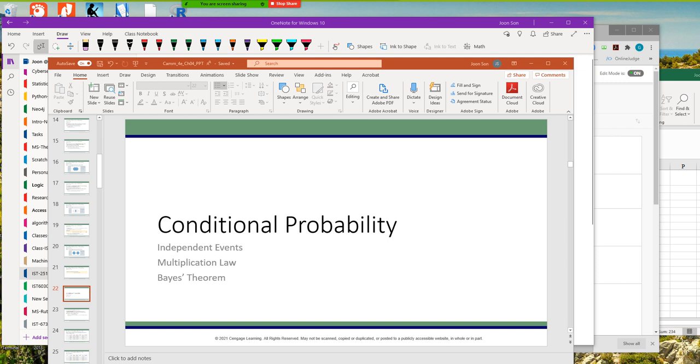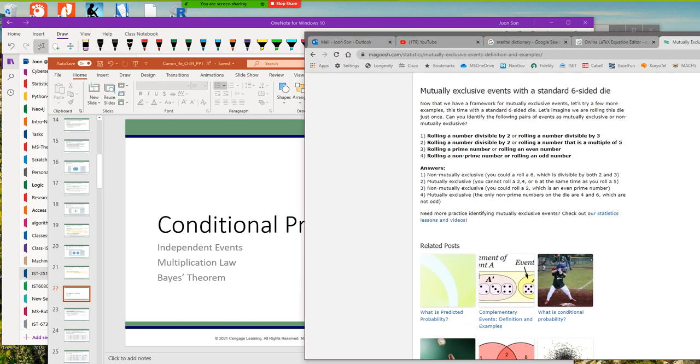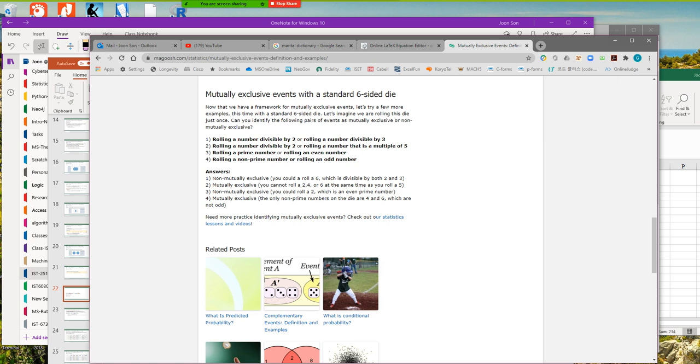This is an interesting example before we move to conditional probability. Let's just look at this example of mutually exclusive events. For example, tossing a coin: the probability of having tail and head, of course, is a mutually exclusive event, because you cannot have both at the same time. So it has to be either tail or head, T or H.